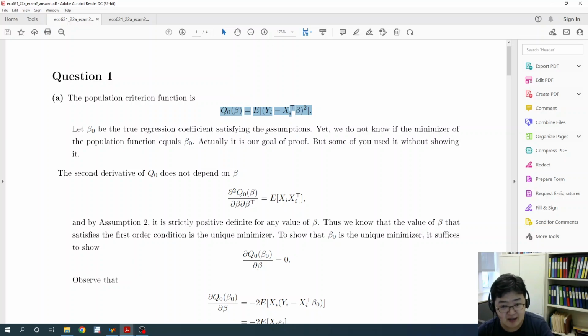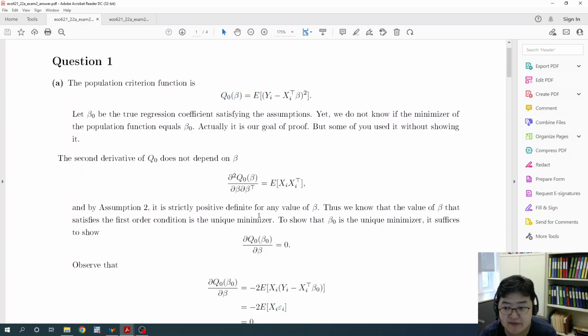But before you prove that, you have to treat them as different objects, right? Again, beta 0, the true value, is defined by the assumptions, and the minimum is defined by this function. So later you have to show they are the same thing. And it's pretty simple. The second order condition is globally satisfied. So the function itself has a unique minimum, and the value that satisfies the first order condition is the unique minimum because the second order condition is satisfied.